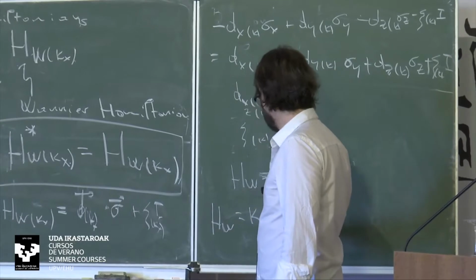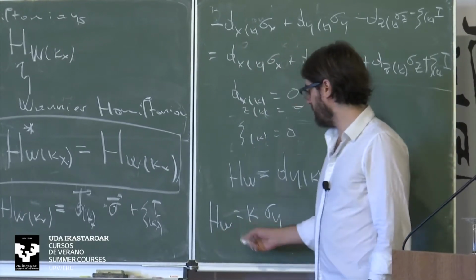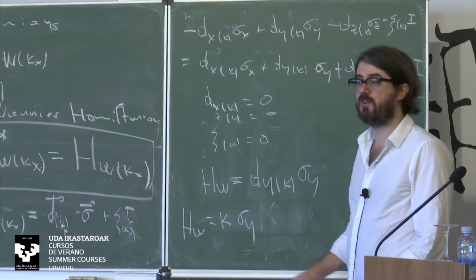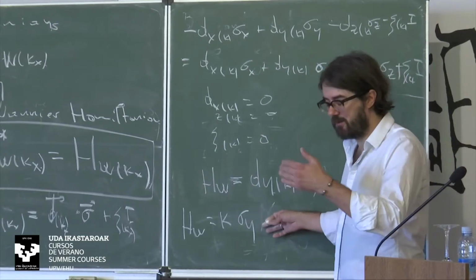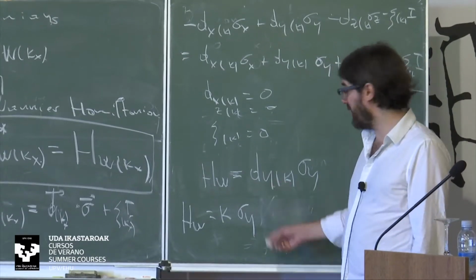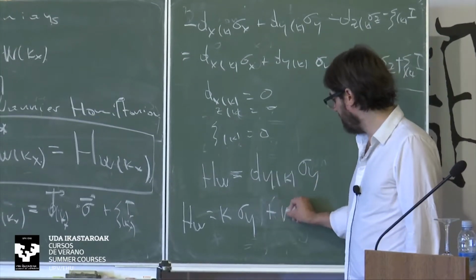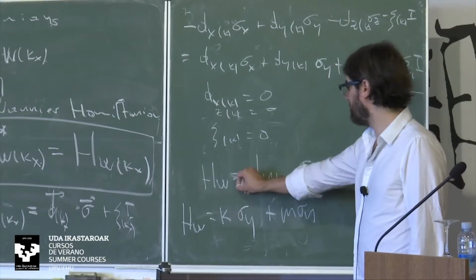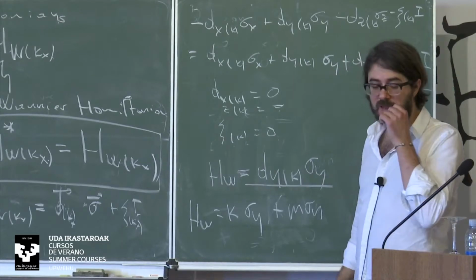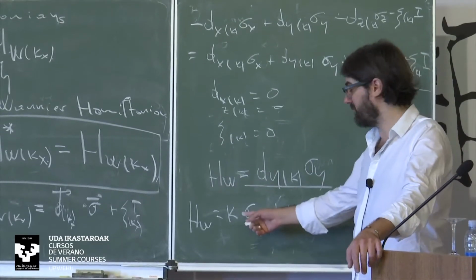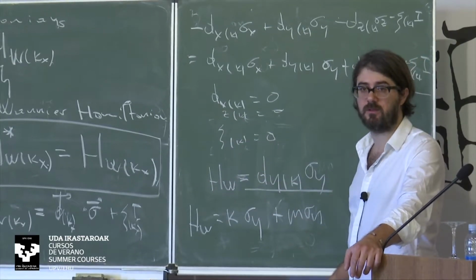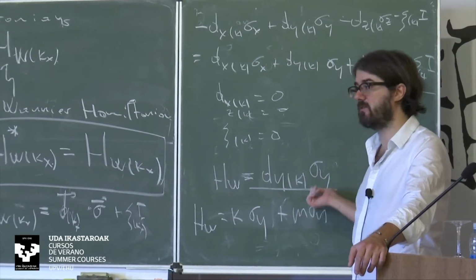So if I have a crossing, then H(k) is k sigma y. This is a crossing. And now let me try to gap it. Sorry, not moving around. Let's try to gap it. Well, the only term I can add is m sigma y, right? Because the Hamiltonian has to be of this form. So if I add m sigma y, have I gapped it? Well, I've gapped it at k equals 0, just like I said there. But what have I done with it? I moved it to k equals minus m.